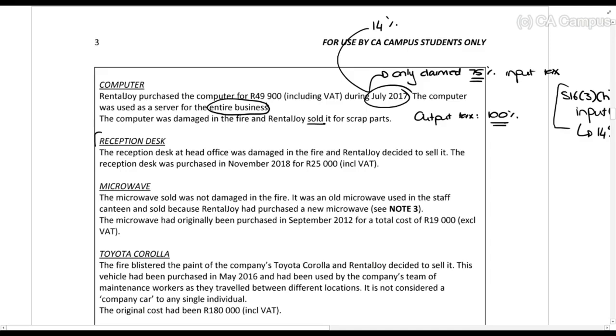The reception desk at head office was damaged in the fire and Rachel Joy decided to sell it. The reception desk was purchased in November 2018. That is when the VAT was 15% for 25,000 rands including VAT. Now again, this is a reception desk for the head office. The head office is the taxable and the exempt business. So the same thing would have happened here.